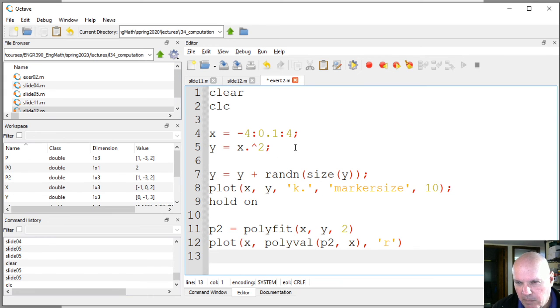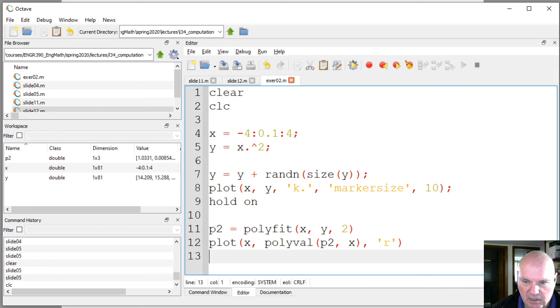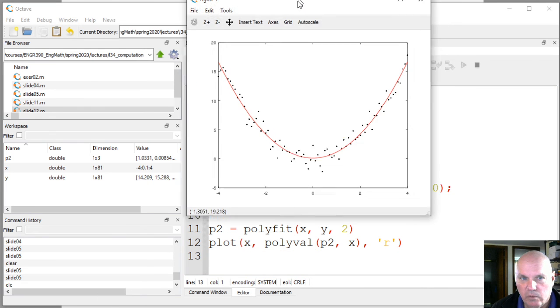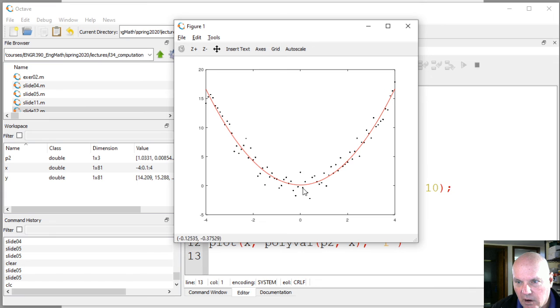So this is what it looks like, about 81 points there. And then I find the best fitting second order polynomial to the data, and then plot that, and also when I run this, I print out the coefficients of the polynomial. So if you run this, here's the resulting plot, showing our noisy y data for the different x values, and it looks like we've found a good second order polynomial that runs through our data.